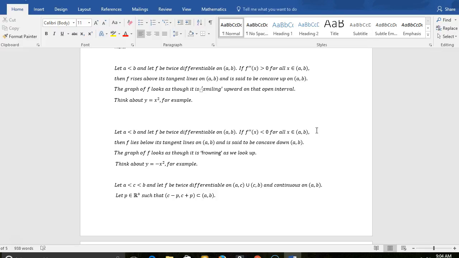Okay. Well, if f double prime is positive on that open interval, then the graph of f is concave up on that open interval. And if f double prime is negative on that open interval, then the graph of the original f is concave down on that open interval. You kind of have to be careful how you say this. And I can't be careful enough how I say this.